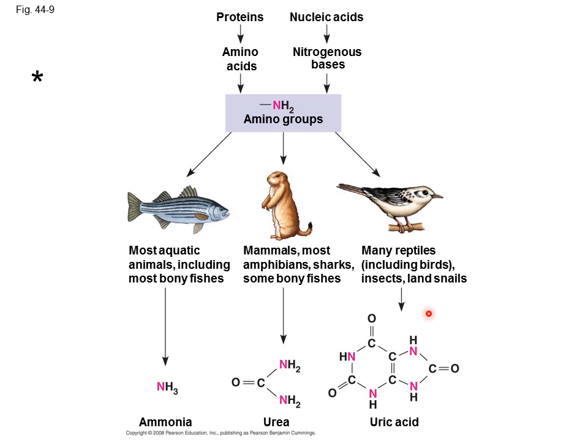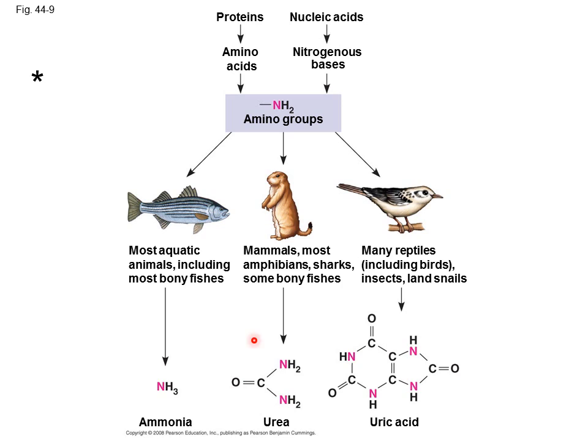On the other end of the scale, we have uric acid, which is produced by reptiles and birds, and you can see it's very complex, and the whole reason for that is to decrease the amount of water that's required for the organism to carry around to excrete its nitrogenous waste. Now, in order to get a molecule this big, it takes a lot of energy. So when we produce uric acid, it takes a lot more energy than to produce ammonia.